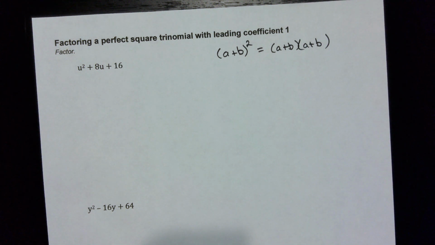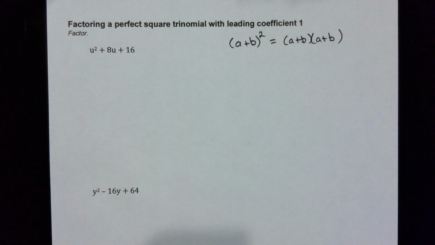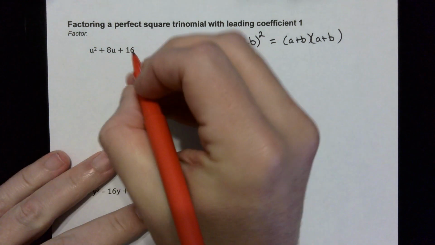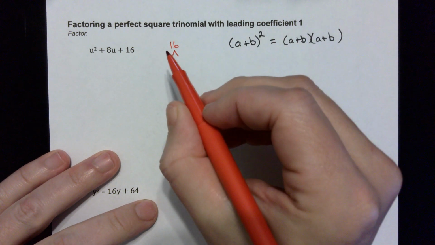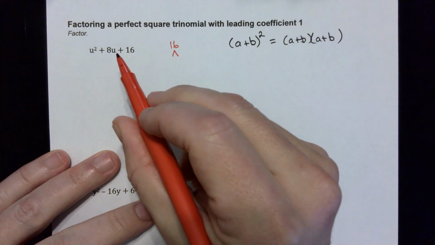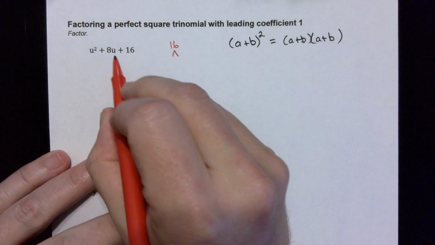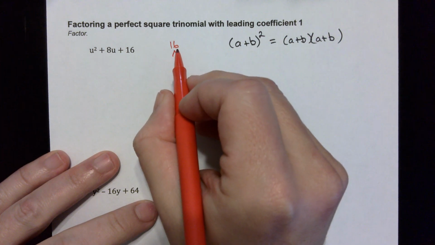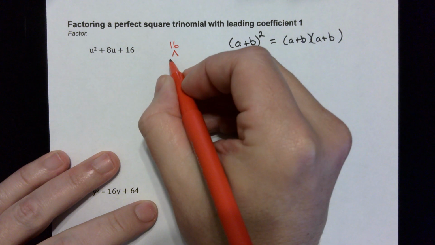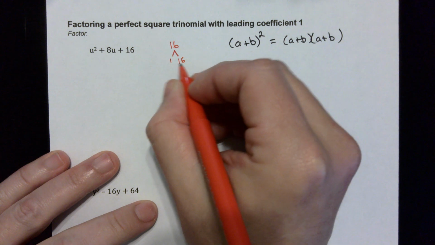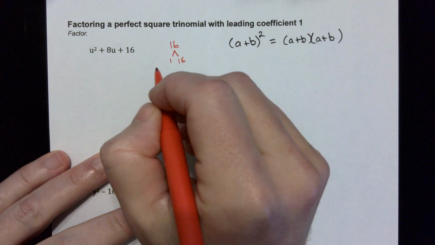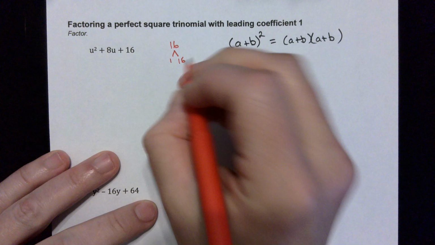Okay, so for the first problem, we've got u squared plus 8u plus 16. There's nothing to factor out since there's a 1 in front of the leading term. So I'm going to take a look at the 16 and ask, how can I multiply to get this number, but also add to get this number? Since we're multiplying to get 16, and we're adding to get 8, let's go through the list of 16's factors, which would be 1 and 16. And I'm going to use all positive ones because this number here is positive. Okay, and positive times positive gives us a positive.